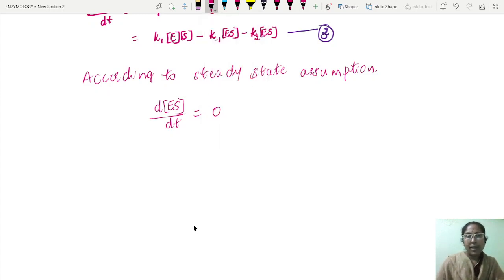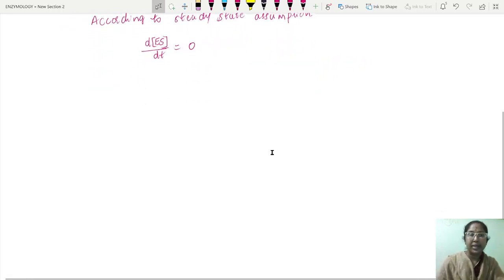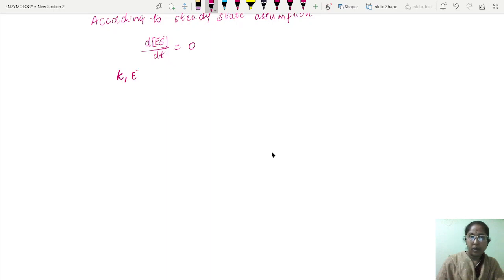So therefore, if we apply this to the third equation, what is the equation? Equation 3, that is d[ES]/dt is equal to this one. This entire thing is equal to 0. So therefore, what is d[ES]/dt? This d[ES]/dt is nothing but k1 into enzyme concentration into substrate concentration, minus k-1 of ES complex, minus k2 into ES complex is equal to 0.